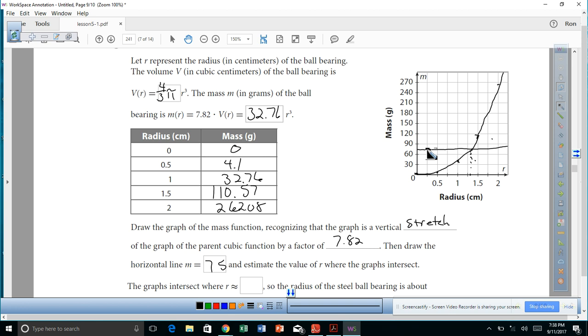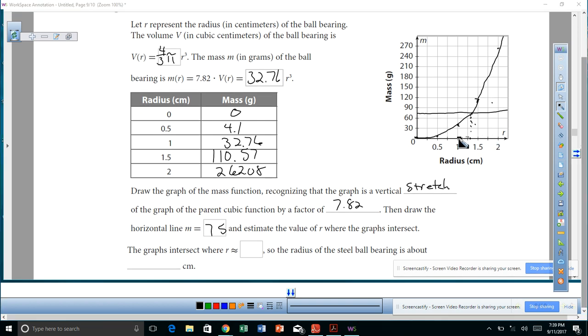So let's see. Okay, so the graphs intersect at approximately, let's look at that, that's 1.2, probably about 1.3. So the radius of the steel ball bearing is about 1.3 centimeters.